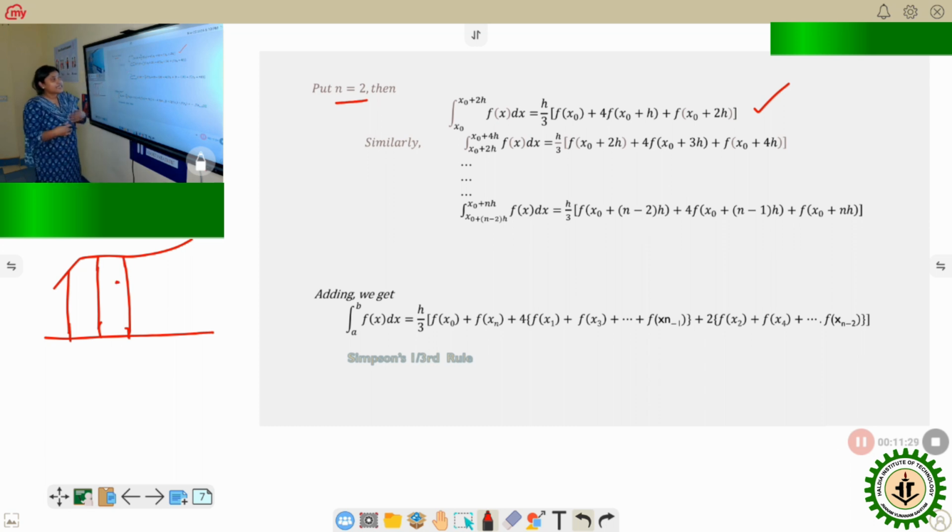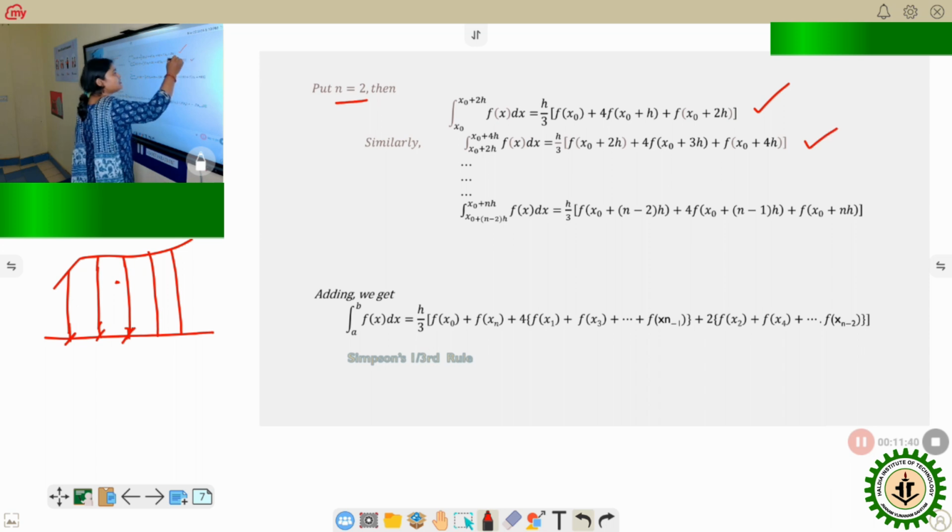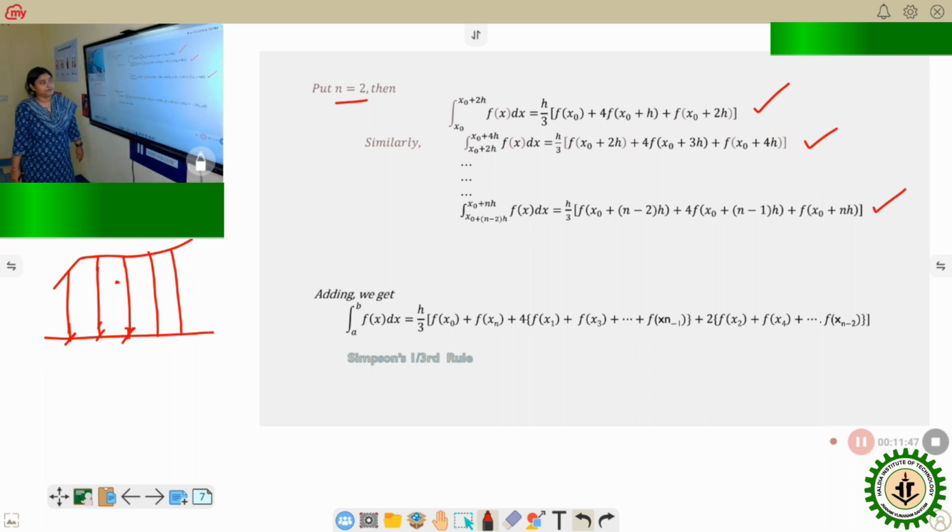Now if I take the next two divisions, here it is x0, x1, x2. Now from x2, x3, then x4, what will be the area? The area we can find out in a similar way. So for the last two divisions, this is the area. After adding all of this, we will get the whole area from A to B, the integral of f(x) dx, which will be this. This is Simpson's one-third rule. So this is the derivation of Simpson's one-third rule, right?